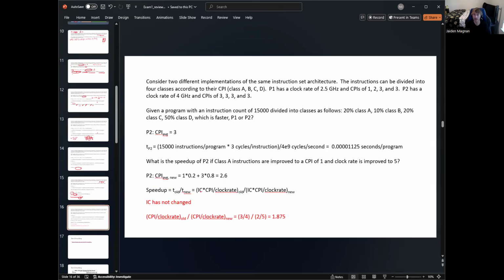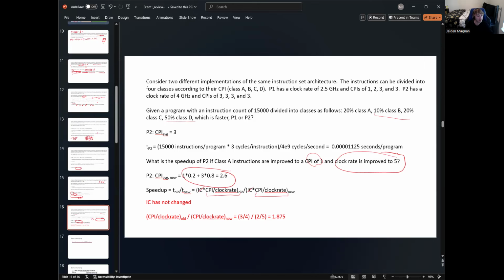So this next question is asking, what if we improve the CPI and we improve the clock rate? So what happens here is we recalculate our CPI like we did before, because A is 1, so it'd be A, 1, and 3 times 0.8, because we just added all these together. So recalculate your CPI, and then your speed up this time, since the only thing that hasn't changed is the instruction count, we just do the CPI of the old divided by the clock rate of the old over the CPI of the new divided by the clock rate of the new.